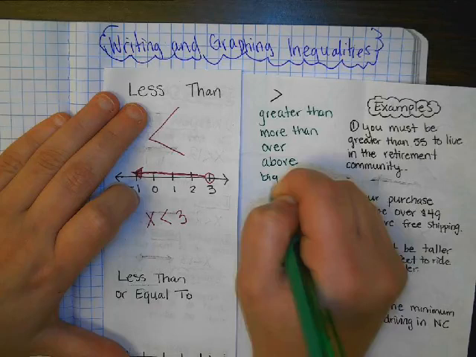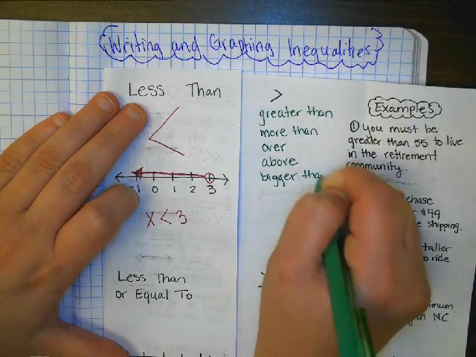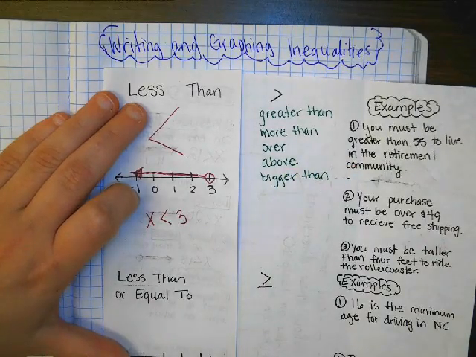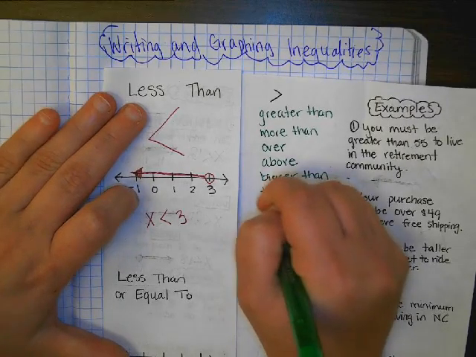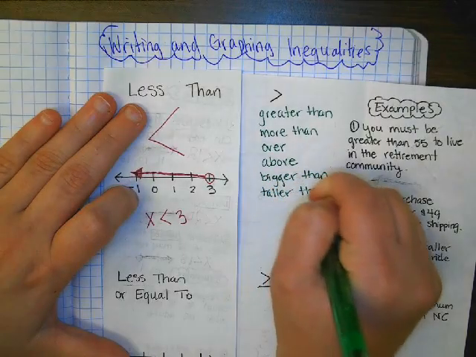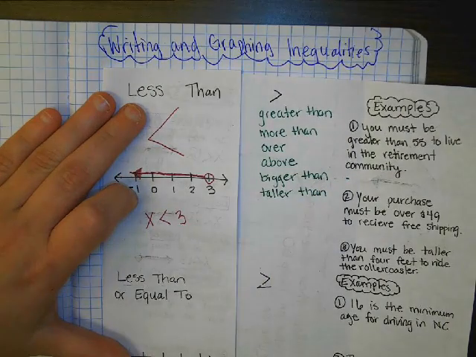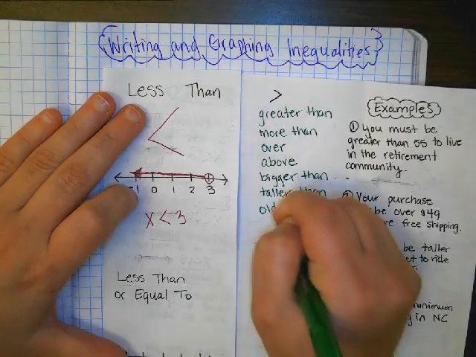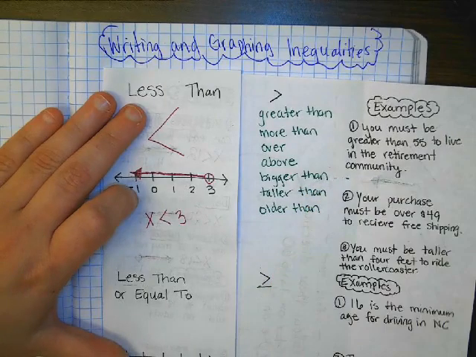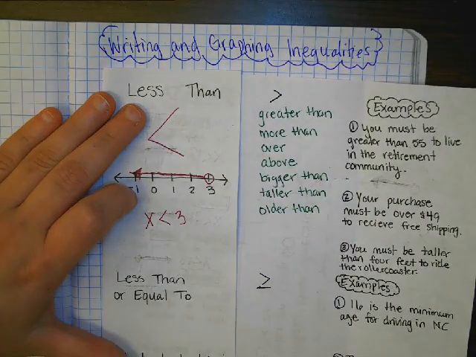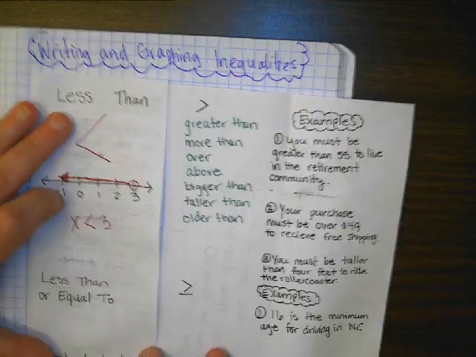Bigger than. Your order must be bigger than $50 to get free shipping. Taller than. You must be taller than 42 inches to ride the Fury at Carowinds. Older than. You must be older than 55 to live in the retirement community. And that is actually our first example over here.